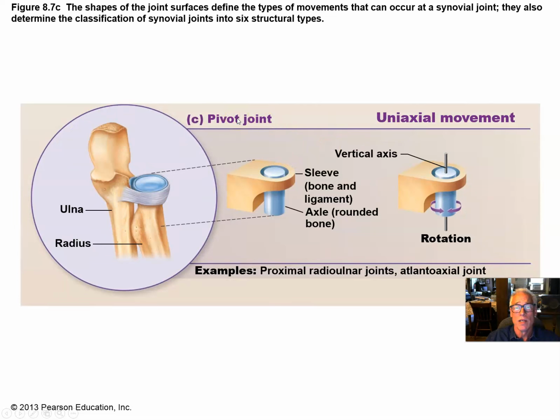A pivot joint also is uniaxial. There's movement around one axis as the bones do their thing at the joint, but in this case, it's rotational motion. It's the type of motion that's going to be produced. So the example given here is the radius articulating with the ulna, and when we pronate and supinate the hand, what's happening is at the proximal end of the radius, there's rotation happening in this pivot joint.